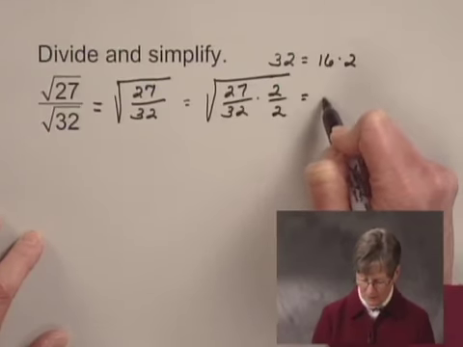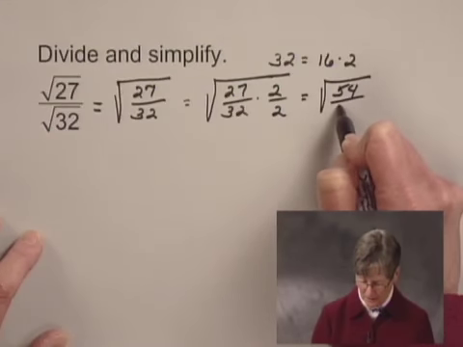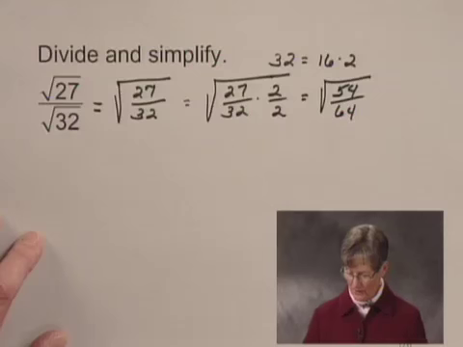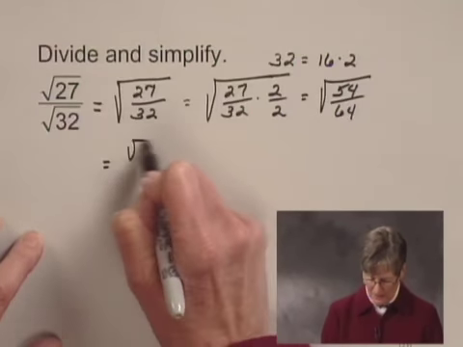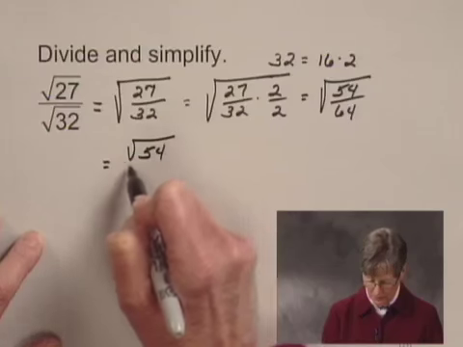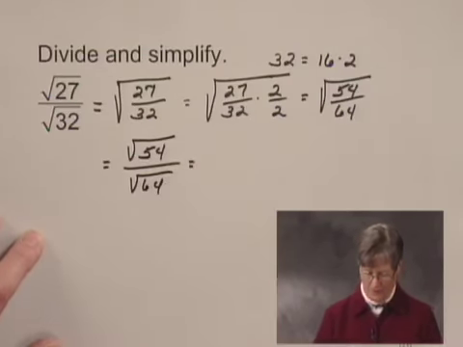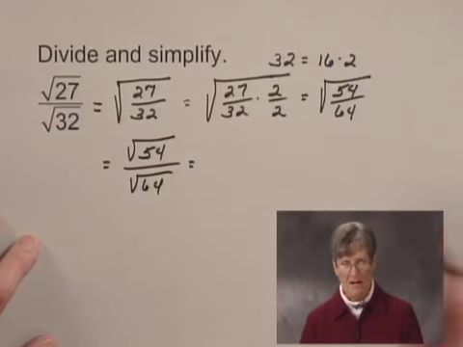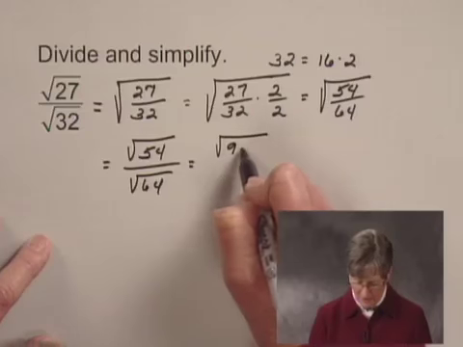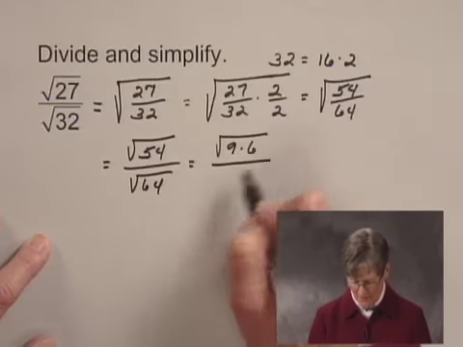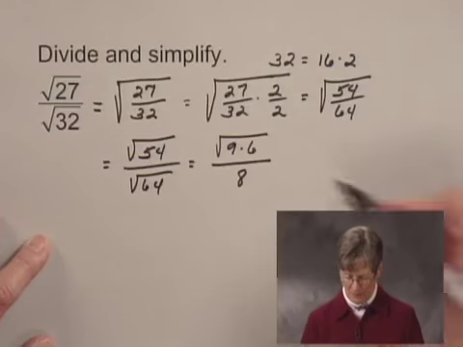And when I do those multiplications, multiplying the numerators and multiplying the denominators, I have the square root of 54 over 64. And I can write that as a quotient of square roots. Now let's look at the square root of 54. 54 is 9 times 6, and 9 is a perfect square. So I'm going to have the square root of 9 times 6 up here, and the square root of 64 is 8. 64 is a perfect square.